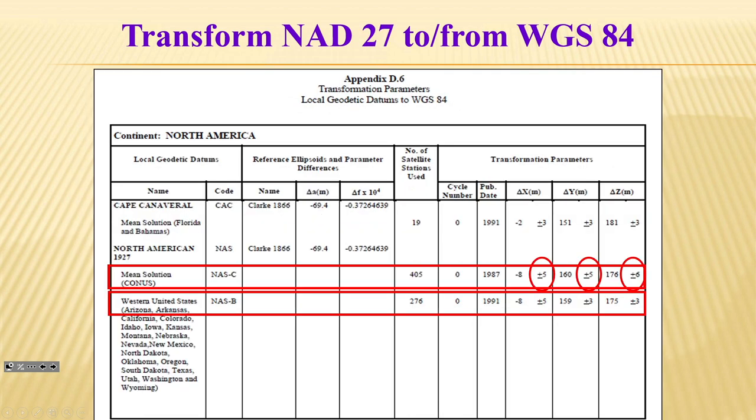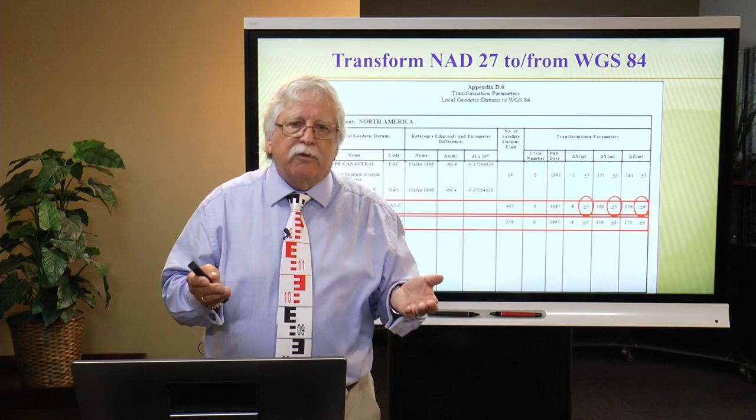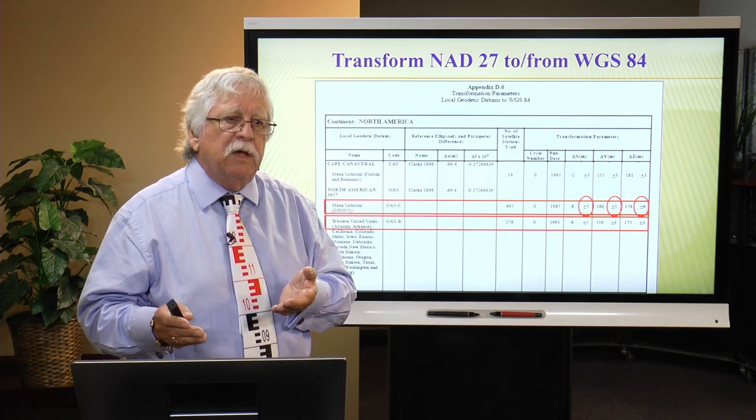So let me give you an example of how this might deal with older datums. In this case, NAD 27 to WGS 84, or vice versa, it goes either way. Again, from this particular documentation, here's a mean solution for the entire United States, which used only 405 control points. Well, the United States is quite a large area. 405 points has not a lot of statistical variability to it. Notice the uncertainties that the U.S. Defense Department has already put out there: plus or minus 5 meters, 5 meters, 6 meters. So those are rather significantly large uncertainties.